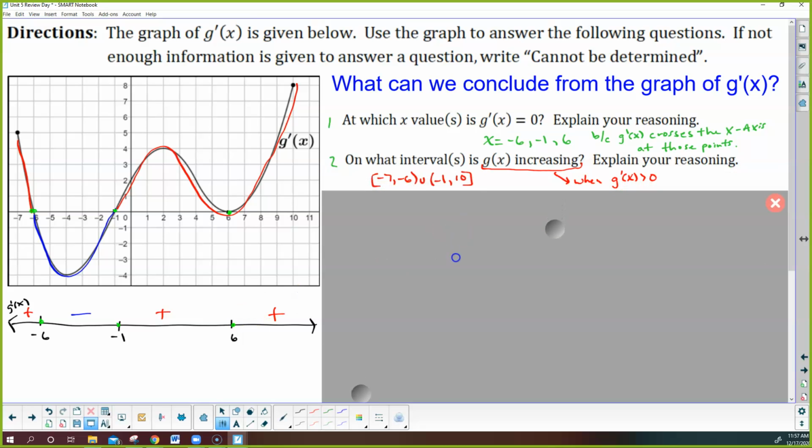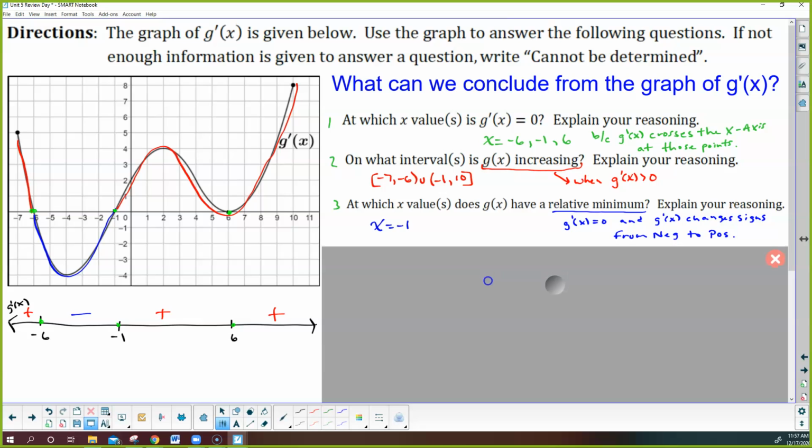Okay? And then, on what intervals is g increasing? Well, that's anytime we're above the x-axis because the derivative needs to be positive. And I've got to be careful because I can't say negative infinity because our interval only goes from -7 to 10. So you've got to be really careful. But we go from -7 to -6. That's the first interval that we're increasing. And then for the rest of it, it's above the x-axis. Now there's some debate. Some kids write -1 to 6 and then 6 to 10, and that's acceptable as well. Different textbooks teach it different ways. So on the AP test, they'll accept either.